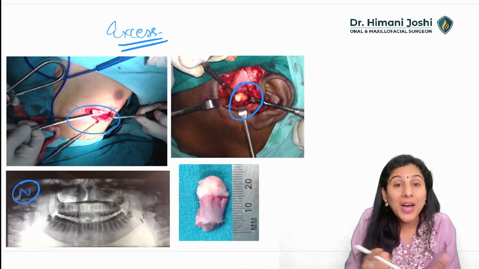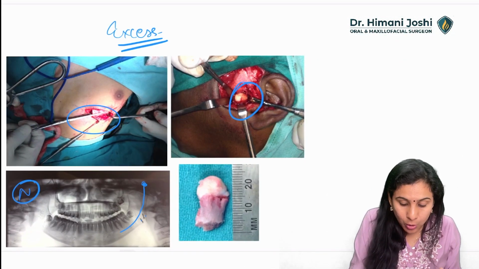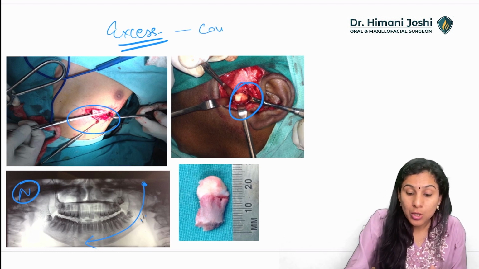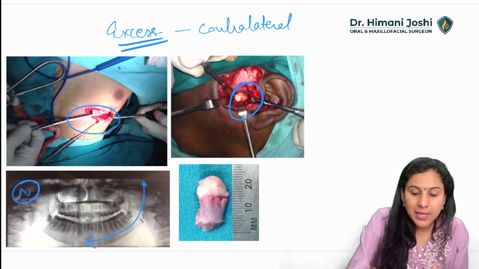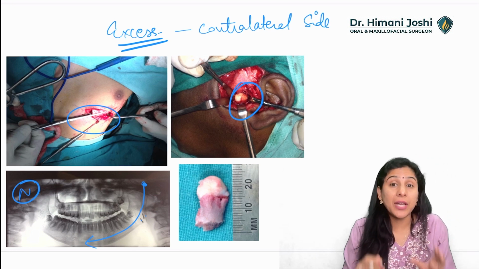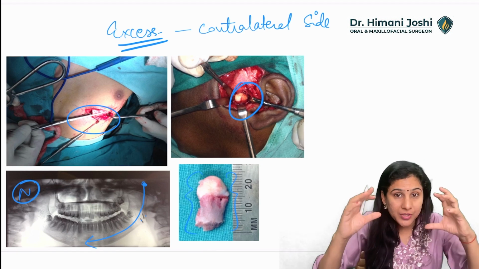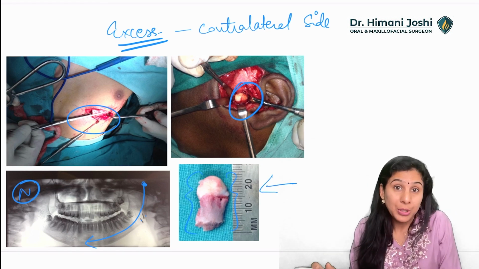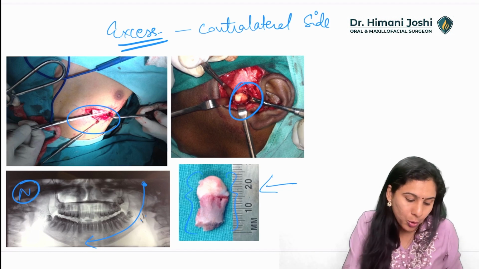And when it grows faster than the normal side, it will grow more, there will be excess and there will be deviation to the contralateral side. That is towards the opposite side, and that is the case where we have to remove that extra growth side. We have to trim that extra costochondral graft which is overgrown. Okay, so that is the case with CCG overgrowth.